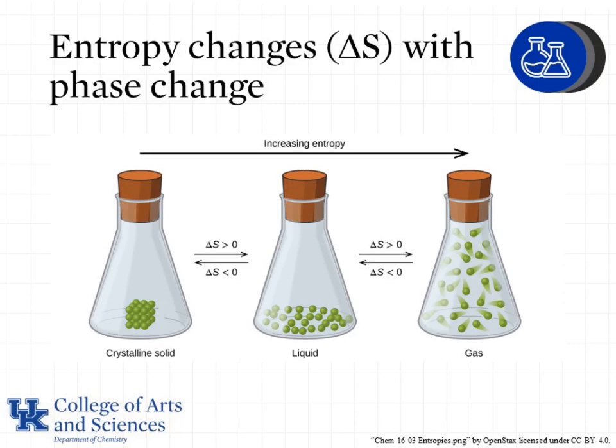Another place where we see entropy changes is with phase changes. As we go from a solid to a liquid to a gas, we see an increase in the entropy. Remember that delta always means final minus initial, so in going from a liquid to a gas, the entropy of the gas is greater than the entropy of the liquid. So we will see that delta S, or the change in entropy, will be greater than 0. Going from a gas to a liquid to a solid will be a decrease in entropy.